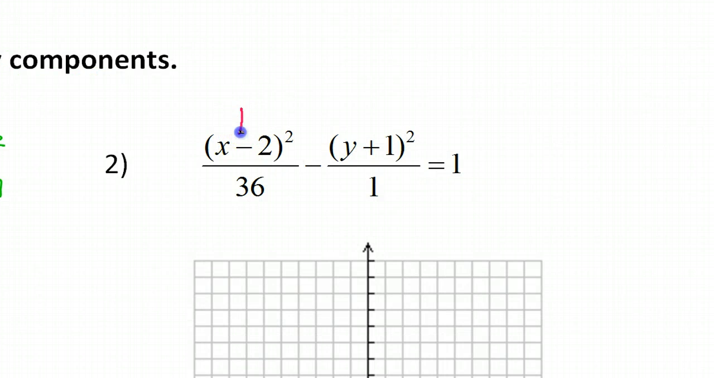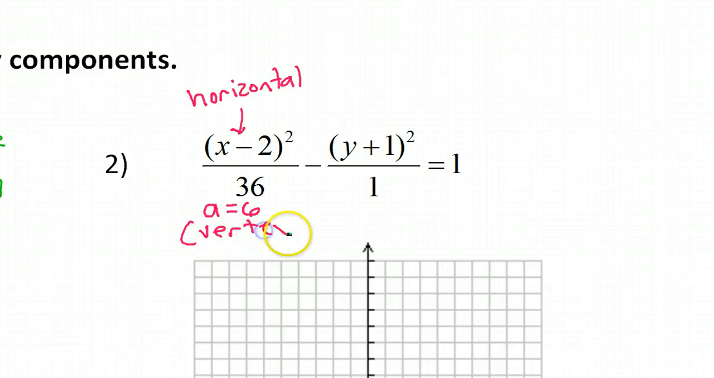Once again, I see that the positive term here is an x term. So that tells me that this whole thing is going to be horizontal. The positive term always gives you your a value, which is 6. And this is always where you can get a vertex from. The negative term is always going to give us our b value, which will just be 1. And this will give us our co-vertex.